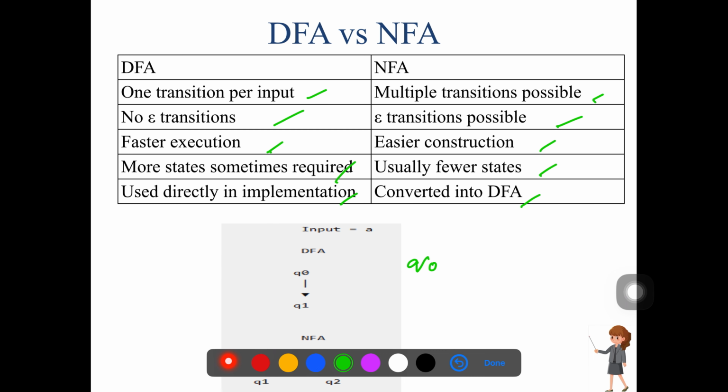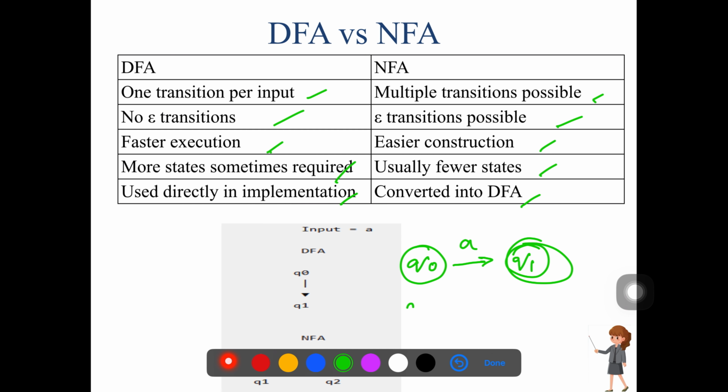Input equals A, Q0 to Q1. A is transmitted. Whereas in the NFA, you can see Q0 is transmitted to Q1, and Q0 again is transmitted to Q2. I hope you guys understood. Let's move on to the next slide.